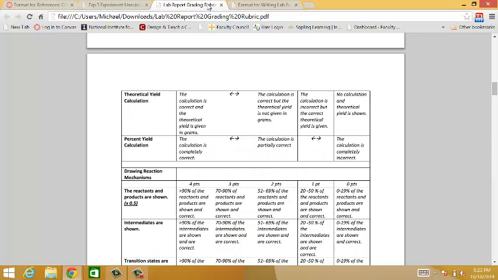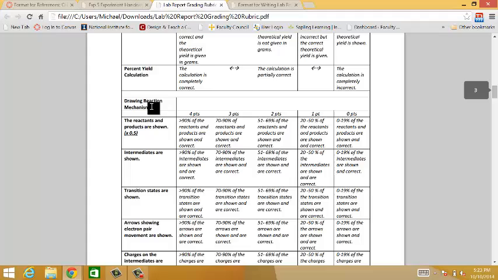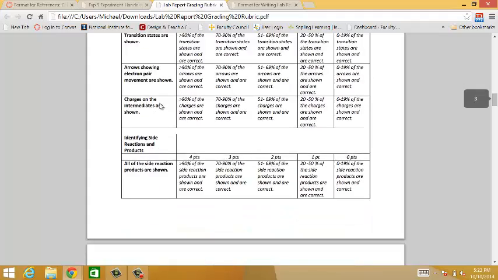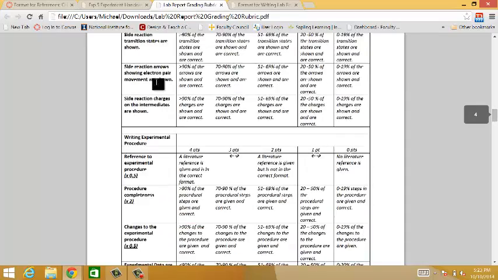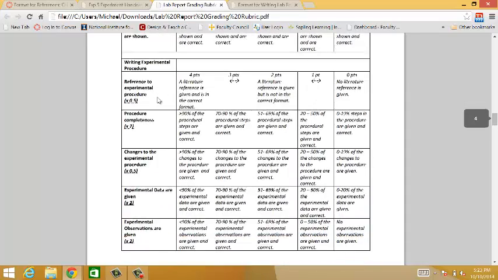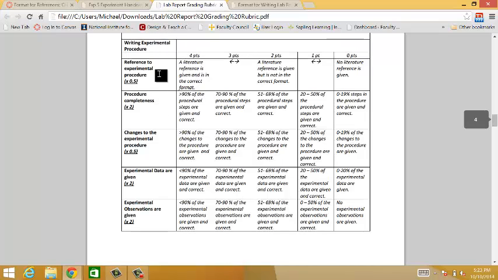So as we go back to the rubric, let's see, we're not drawing reaction mechanisms yet. We're not identifying side products and side reactions yet. How about writing the experimental procedure? So in this case, a reference to the procedure. Is it given and correct? Then you get 4 points. If it's given but not in the correct format, you would get 2. Now, I'm not asking for the completed procedure, so this doesn't count.